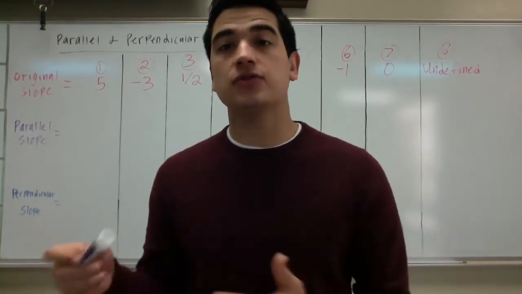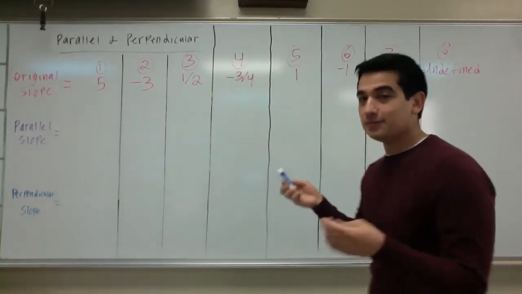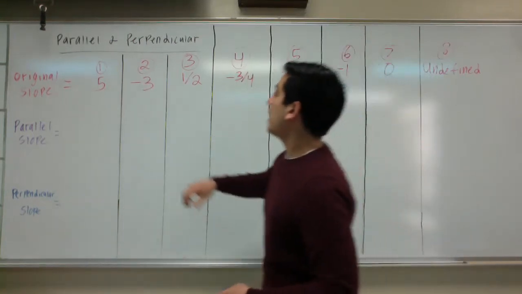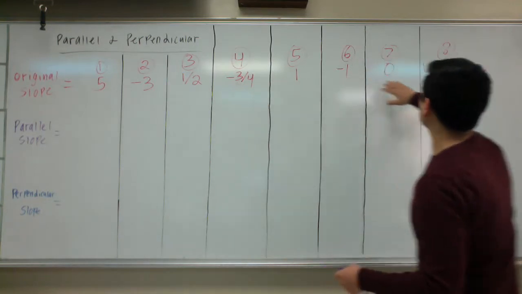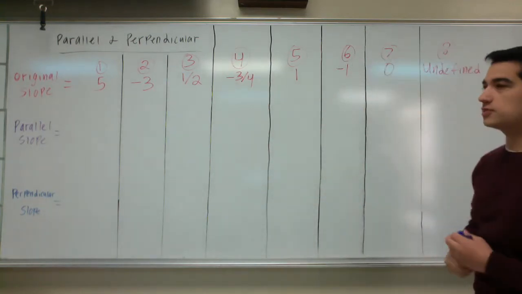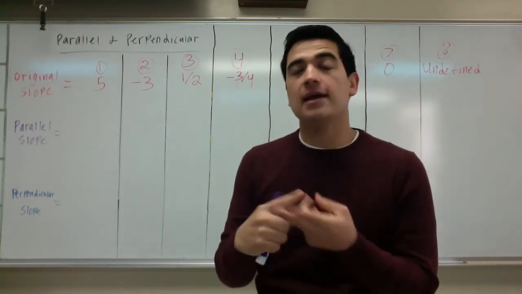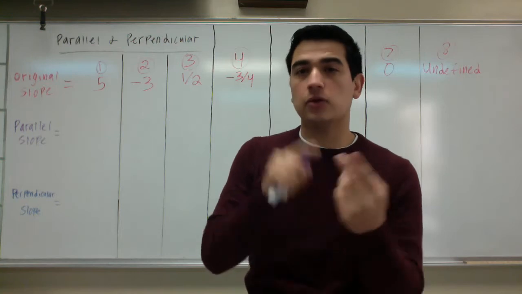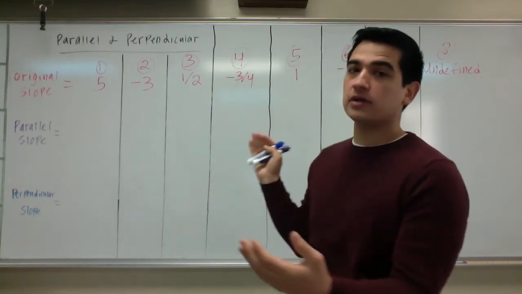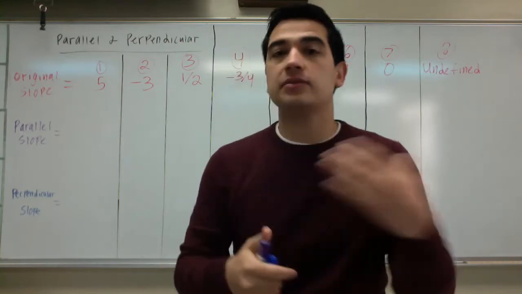I just want to introduce parallel and perpendicular slopes. As y'all can see, I have a bunch of original slopes. I gave you 8 different slopes, and we're going to find a slope that's parallel and a slope that's perpendicular. Hopefully once we go through all of these, you'll see what it means to be parallel and what it means to be perpendicular.